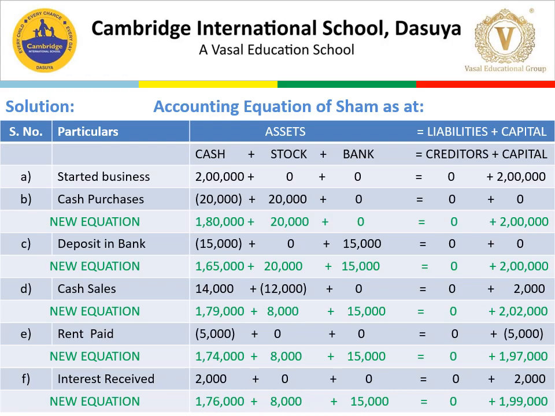The new equation would be cash balance 1,65,000, stock as it is 20,000, bank balance 15,000, creditors 0, and the capital is 2 lakh. Both sides equal 2 lakh.